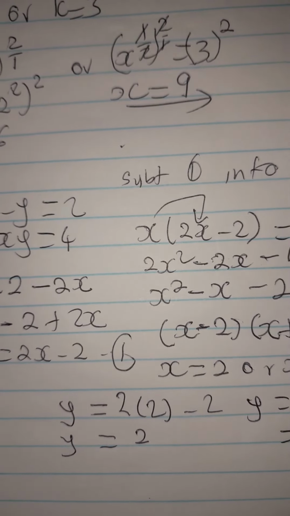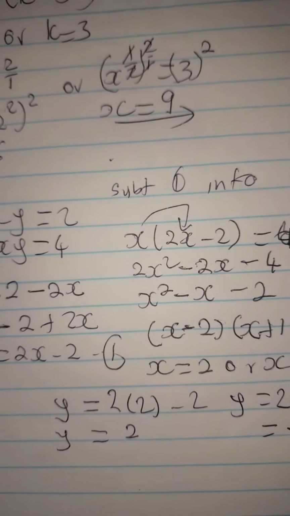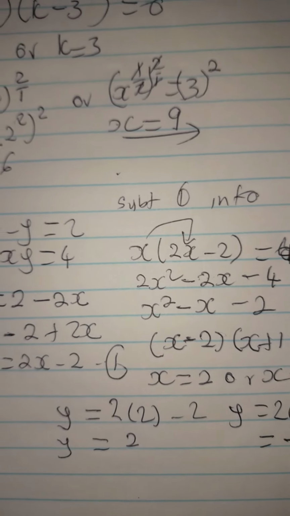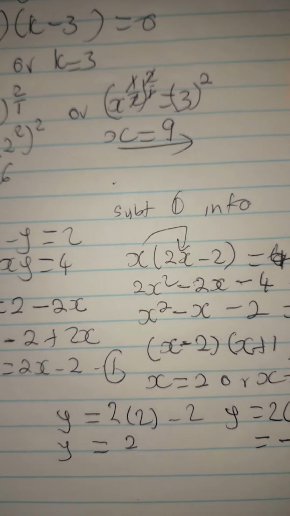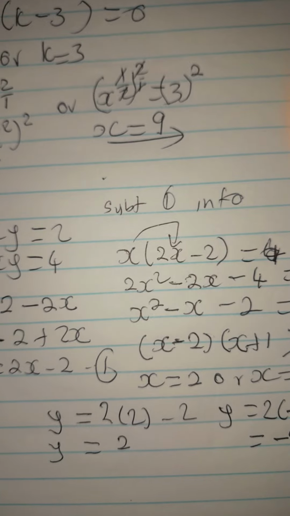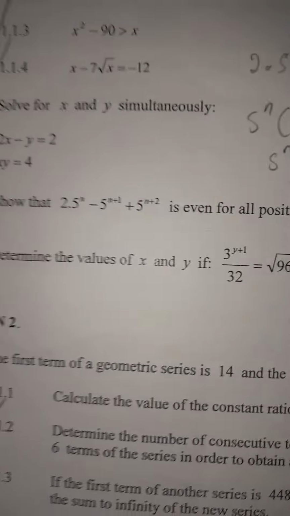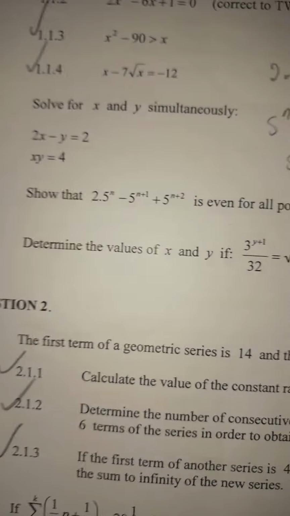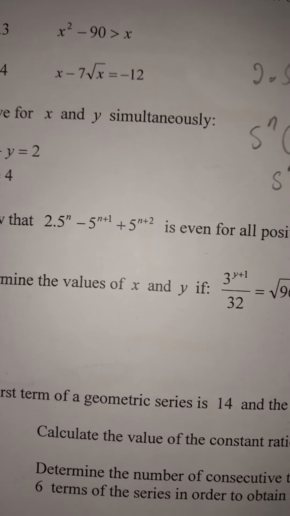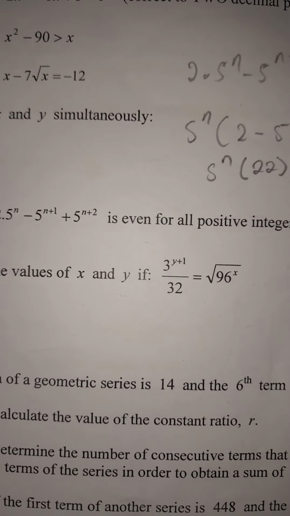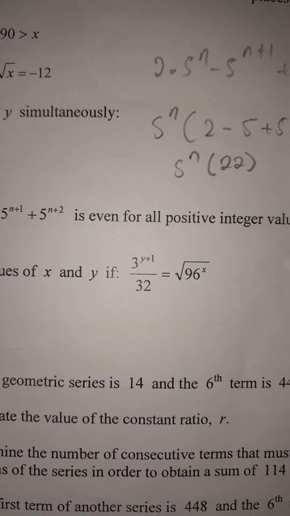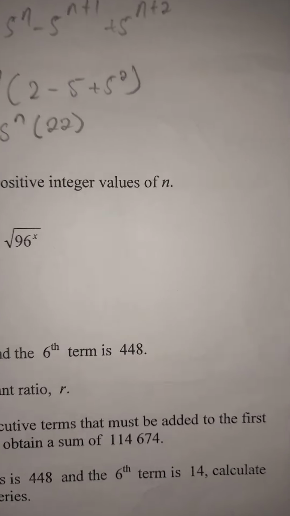So normalize checking, guys. Normalize checking and avoid silly mistakes when you're working with these questions so that we get full marks, right? So we are going to 1.3. Show that 2 times 5 to the power of n minus 5n plus 1 plus 5n plus 2 is even for all positive integers of n.